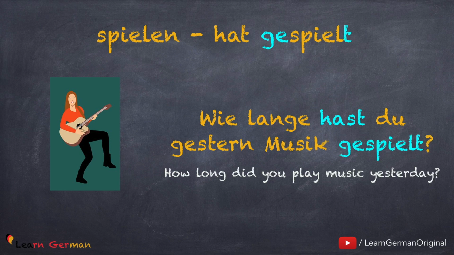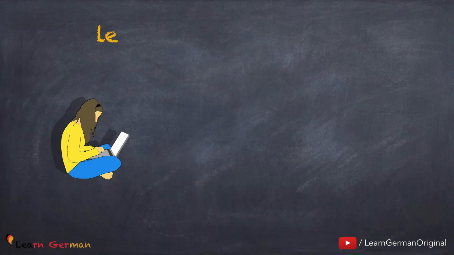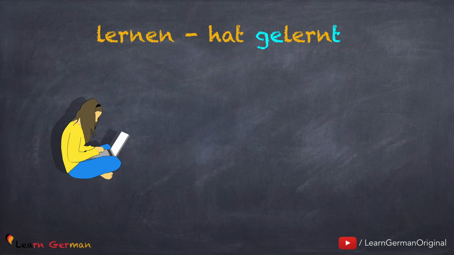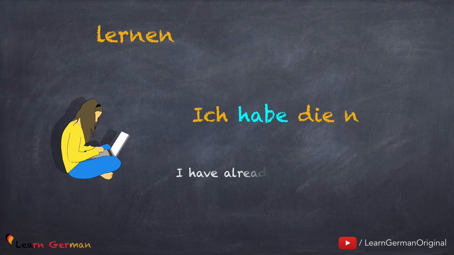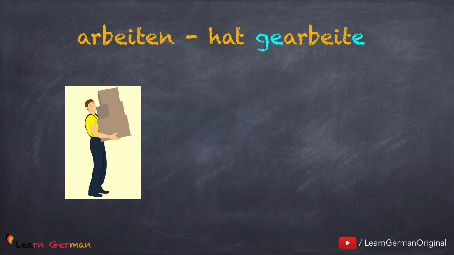Wie lange hast du gestern Musik gespielt? The next verb is lernen, hat gelernt. Ich habe die neuen Wörter schon gelernt. Here's another regular verb. Arbeiten, hat gearbeitet.